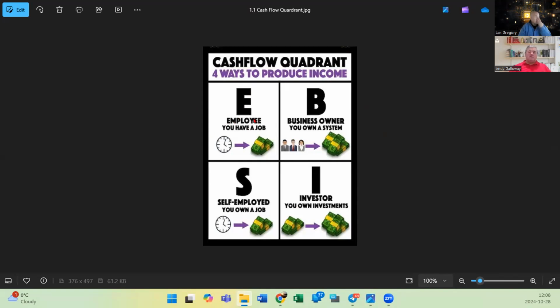So with employees, you pay the most taxes and you make the least amount of income. And the problem with being an employee or self-employed is you trade time for dollars. And if you don't work that day, you don't get paid. Even if you're self-employed, you don't work that day, you don't get paid. Even if you have employees, you don't get paid. Okay. So here's the thing about employees. You trade time for dollars and you pay the most taxes.